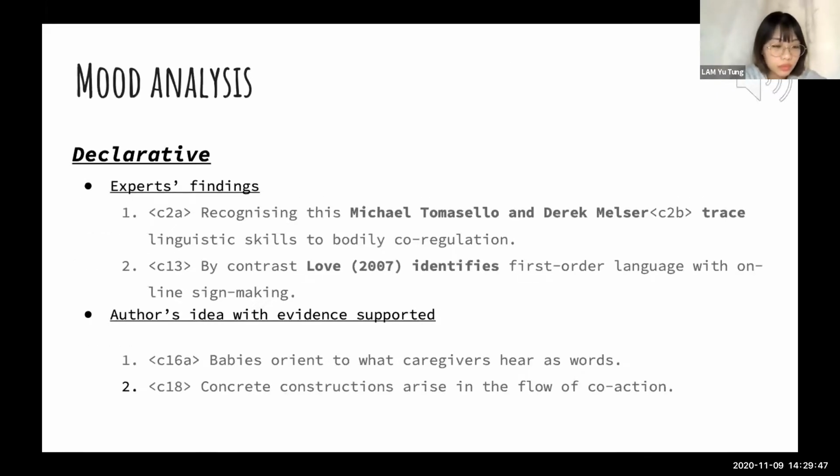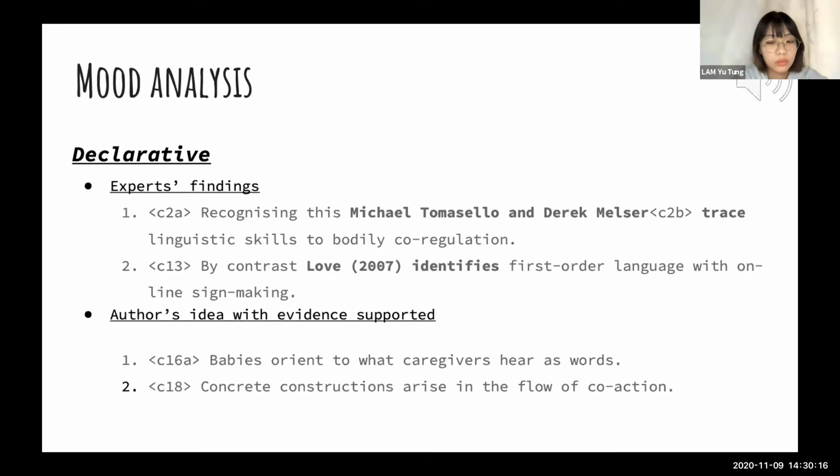Interrogative and imperative mood are less likely to appear in formal writing, as a journal article is very informative with references. The majority of the clauses in this abstract are in declarative mood. They are written based on the findings and theories already analyzed by other experts, like Tomasello and Melzer in the second clause, as well as Love in clause 13.